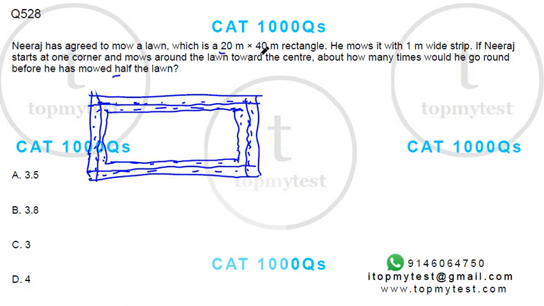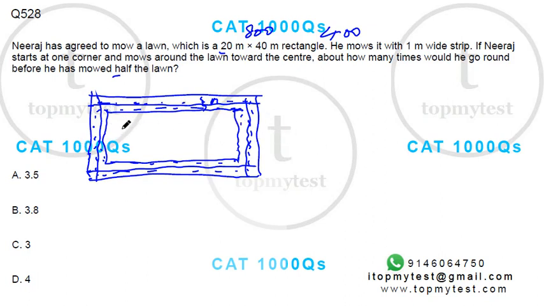So total area is 20 into 40, which is 800 square meters. So half the lawn is 400. So he has to mow 400, which means the leftover part should be 400. Now, if he takes n rounds around the park, the breadth will go down by 2n, and the width will go down by 2n.